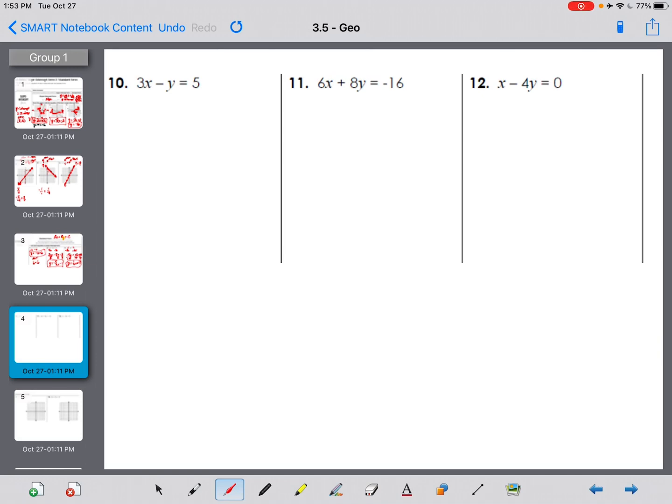Here's a couple more. Why don't you give it a shot, see what you can come up with, and come back and check the answers.